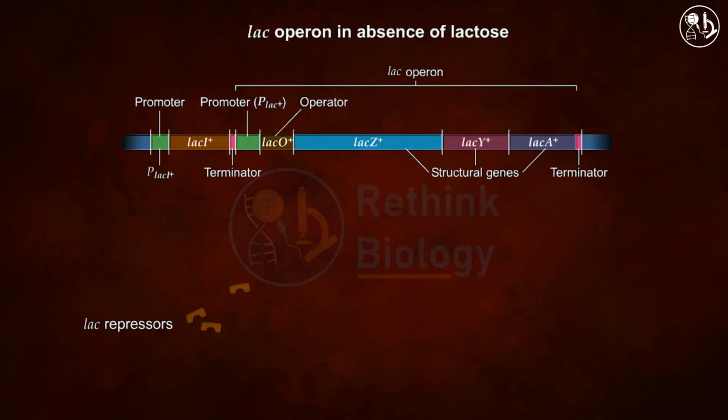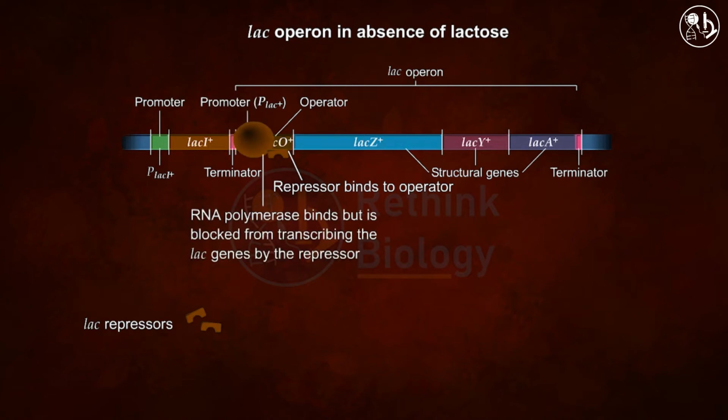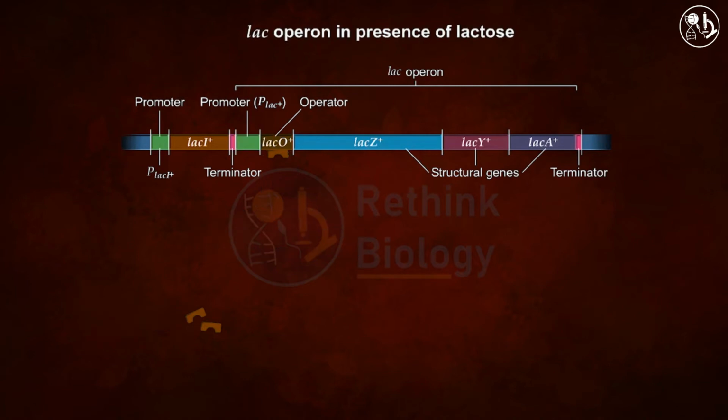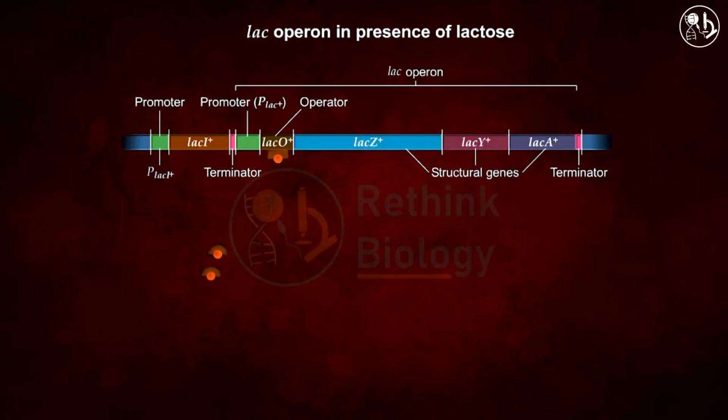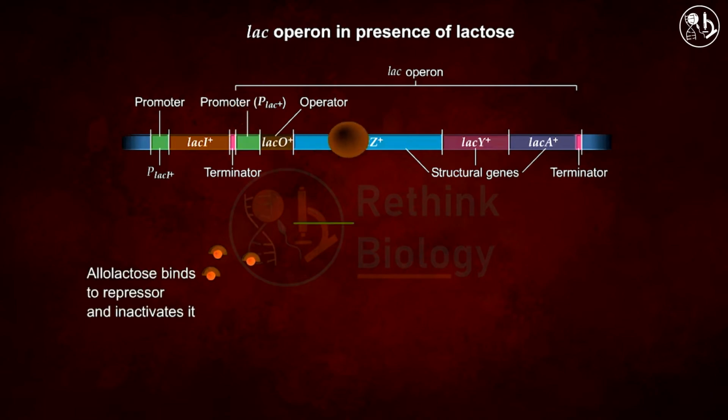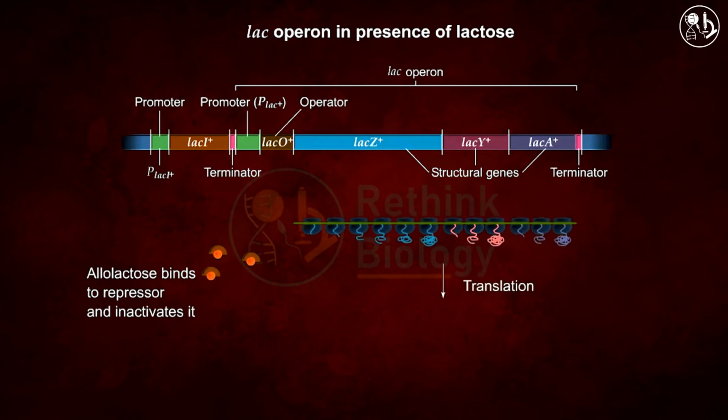The Lac repressor binds to the operator in the absence of lactose and prevents RNA polymerase from transcribing the Lac genes. Allolactose binds to the Lac repressor protein, altering its structure and preventing it from binding to the Lac operator, allowing the Lac genes to be expressed. RNA polymerase can then bind to the promoter and transcribe the Lac genes.